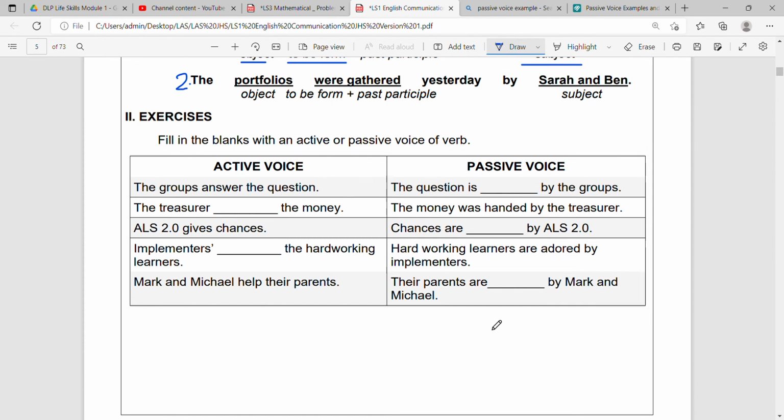Now, here in part 2 exercises, fill in the blanks with an active or passive voice of verb. So, I hope nga nasabtan ninyo maayo ang akong explanation sa active voice o passive voice. So, karon maka-answer na mo ani og maayo.